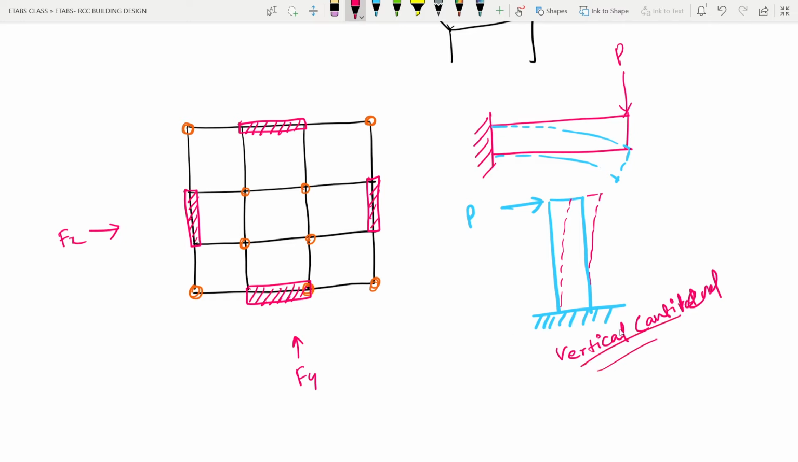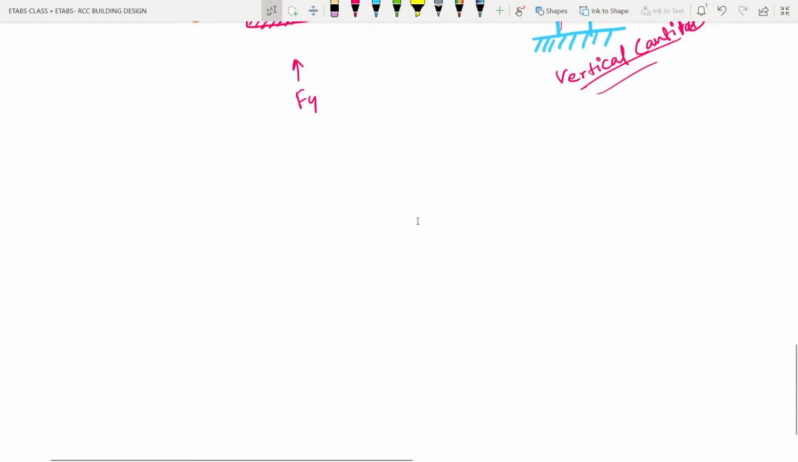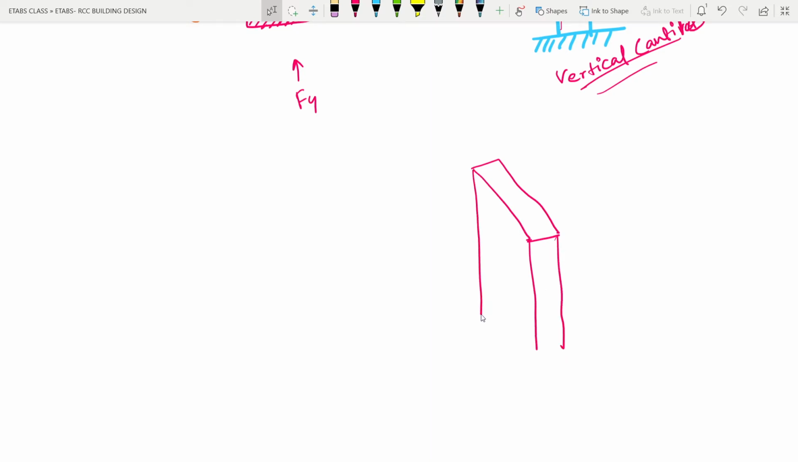Now there is a problem with this shear wall actually. Though we have understood how it is working as a vertical cantilever, there is a problem with the shear wall. What is the problem with the shear wall? If I just draw an isometric view of a shear wall. Suppose this is a wall, and I will draw the same here. I need to explain two things. I will draw here also.